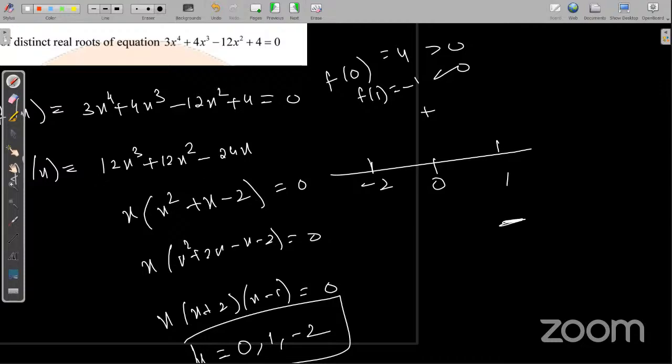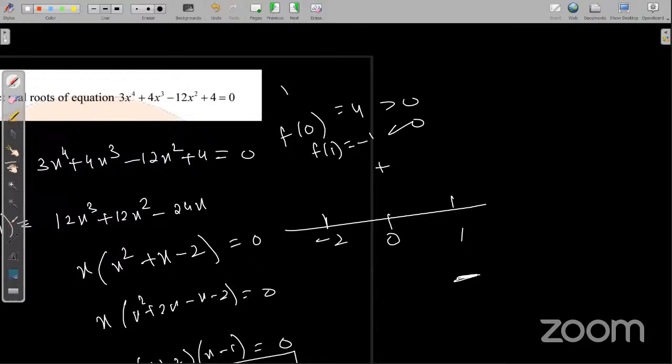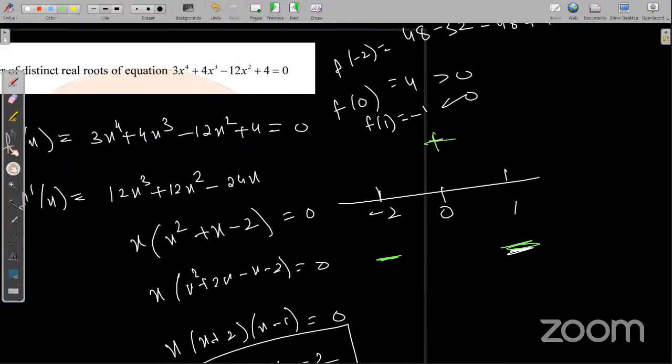And what is the other one? f of minus 2, right? What is f of minus 2? How much are we getting? If you observe, 16 times 3 is 48, 8 times 4 is 32, minus 12 into 4 is 48, plus 4. Guys, this is also negative we are getting. I think so. Yes, negative. So this one is also negative. If you observe here, guys, this is positive, this is negative, and here also we are getting negative.